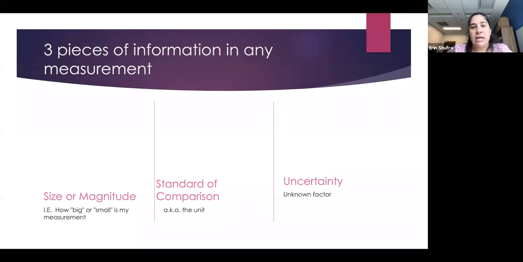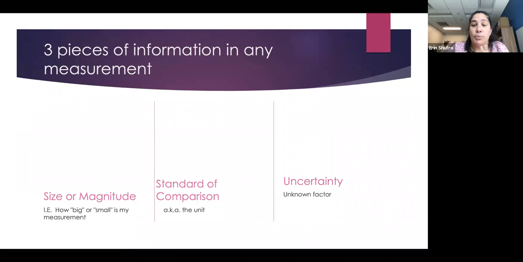Well, there are three important pieces of information that any measurement will give you. And this is true whether you yourself made the measurement using a ruler or whether you used an instrument with a digital readout that gives you the measurement, right? So for example, if you step on a bathroom scale, right, it tells you exactly, if it's digital, exactly what you weigh. Well, you yourself didn't make the measurement, the instrument did, but it's still a measurement. And so it will still give you these same three pieces of information.